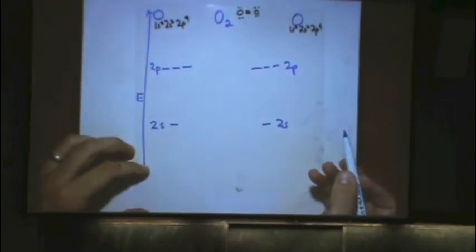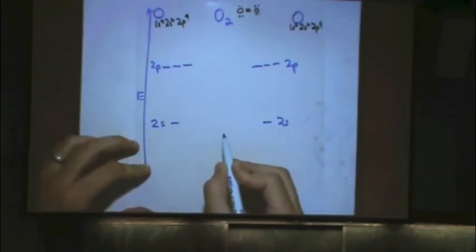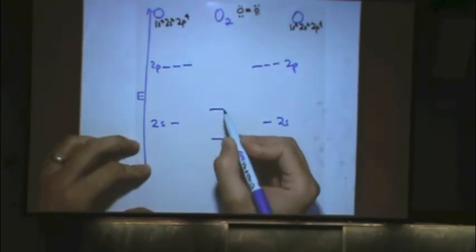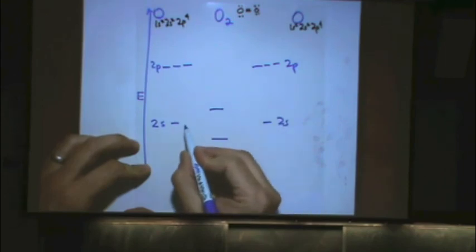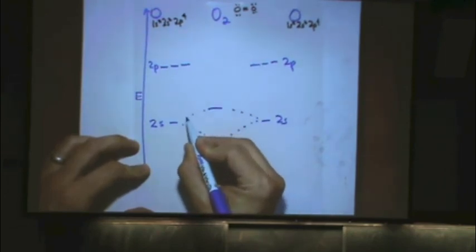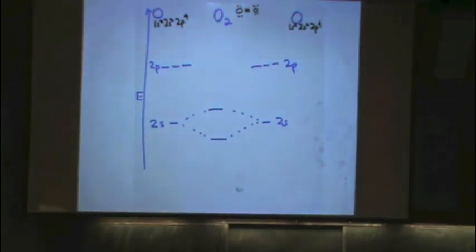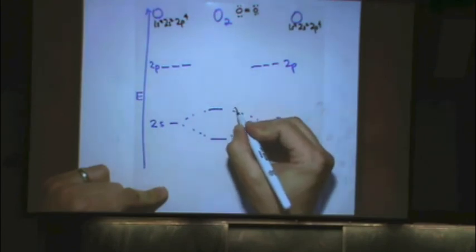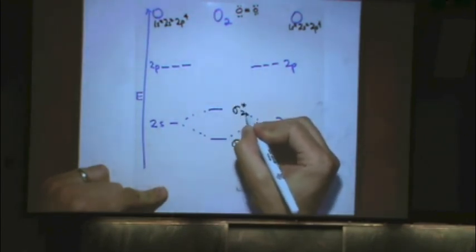So, let's do this. The 2s has a low energy and a high energy, or the bonding and the anti-bonding. Remember, every bond has two parts. The low energy one is called sigma 2s, and the high energy one is sigma star 2s.